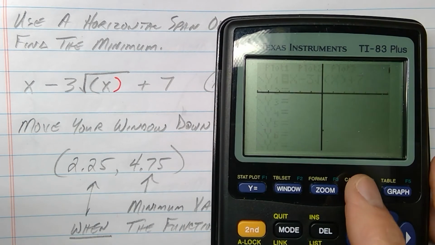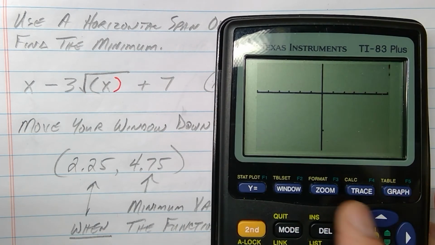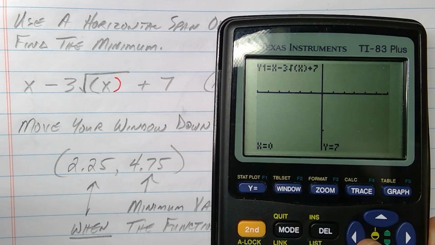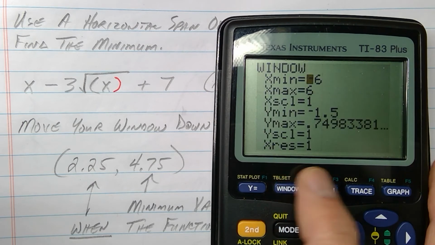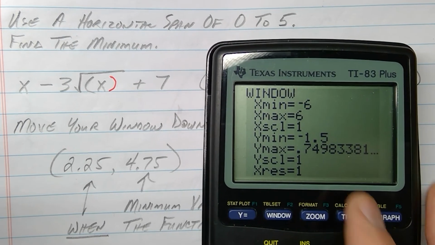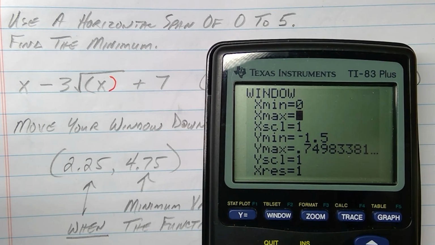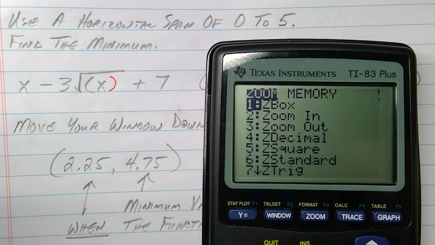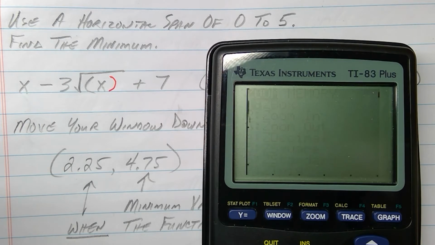All right, so let's set our window like they told us. Still haven't got it. There we go. We're going to set our window 0 to 5, so from 0 to 5 on the x's, and I'm just going to try to zoom fit and see how my picture looks. And if I don't like the looks of it, then I'll try something else.